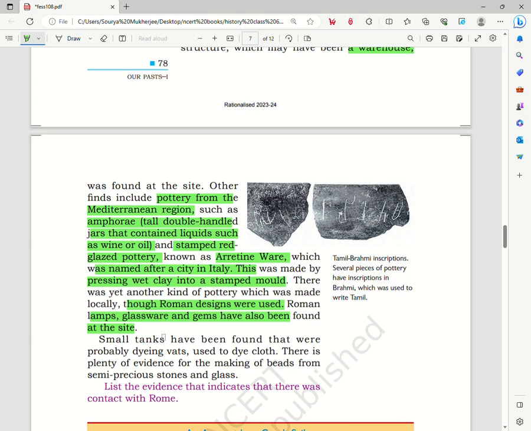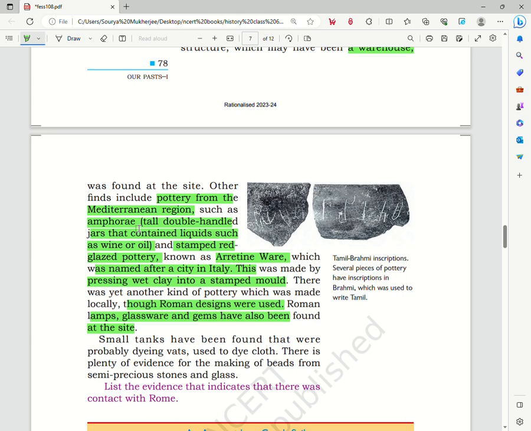So we see that this site is quite important because it had trade links with the Mediterranean region. People from such a faraway region also came to trade in India, and Arikamedu was an important site. Over here we see an amphora, a sort of tall jar with two handles on both sides of it. This was usually used to contain wines and other liquids. This type of jar has been found, and a type of pottery known as Aretine ware. These were made by pressing wet clay into a stamped mold.